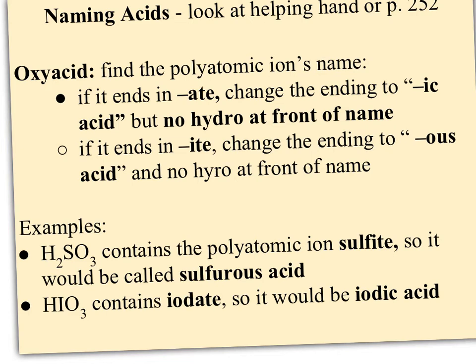With an oxyacid, it's a little bit different. Now you find the polyatomic ion's name. If it ends in ATE, then you change its name to ic, and it just becomes ic acid with no hydro in the front, because hydro would mean there's just two elements. If it ends in ITE, you change the polyatomic ion's name to us. So let's say if it was sulfite, it becomes sulfurous acid.